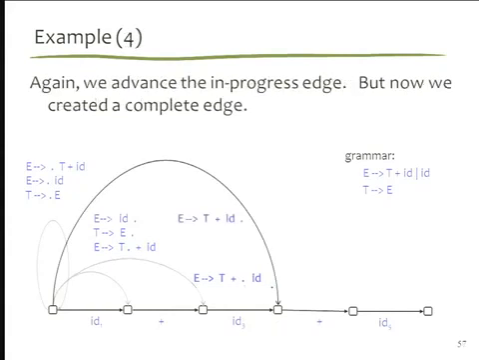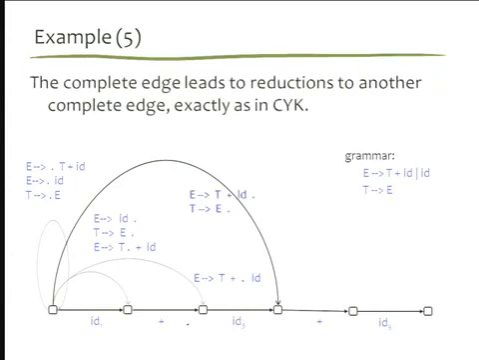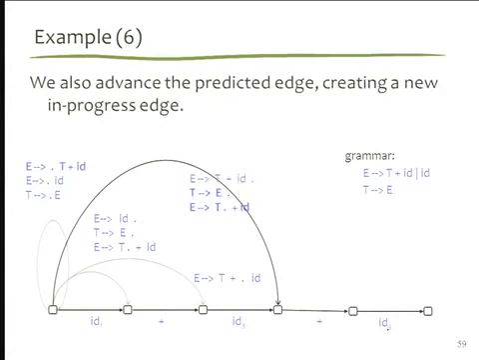And now we have found an E. This is sort of the classical CYK edge. The dot is at the end, which means the whole thing is derivable from E. Okay. Therefore, it's also derivable from T, because we have this production in the grammar. And also, we are moving the dot past T, right?